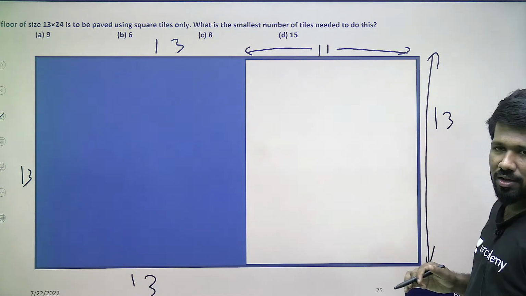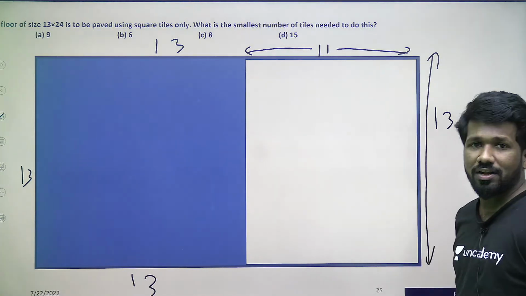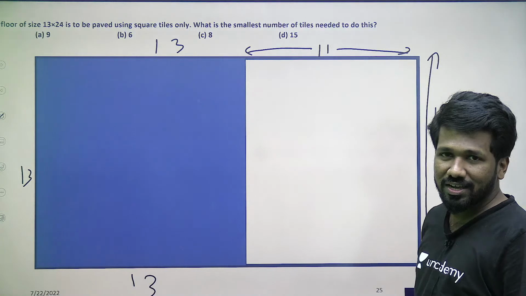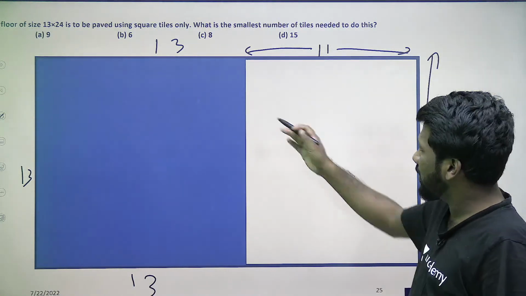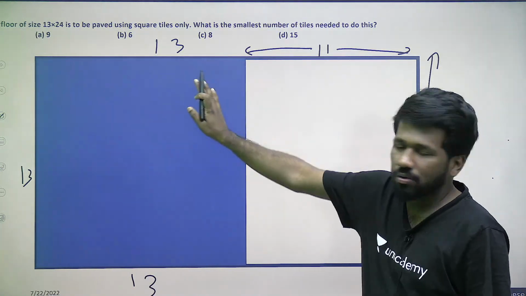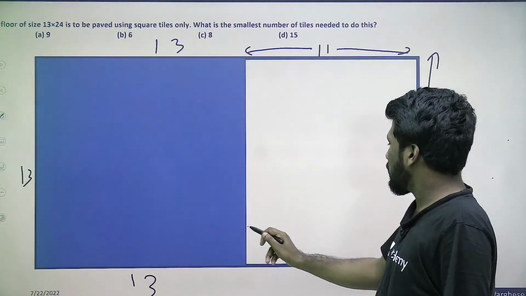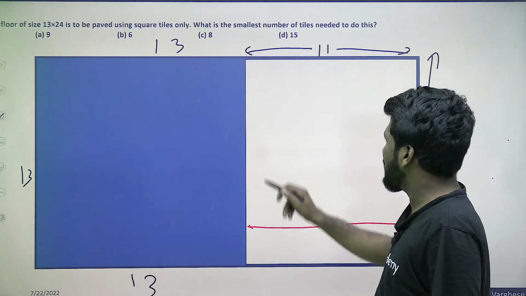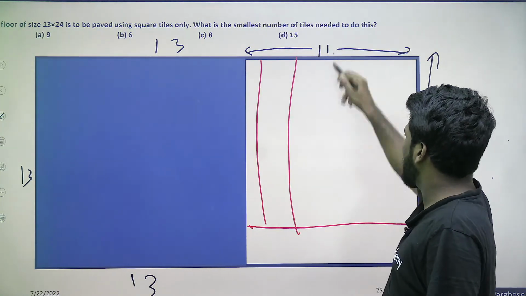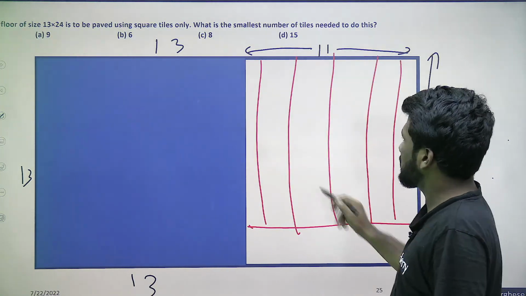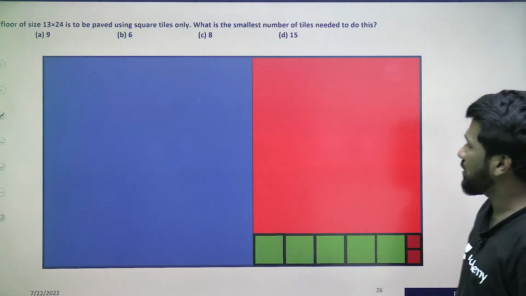The remaining area is 11 by 13, so we can fit an 11 by 11 square, with side length 11. Not more than 11, because then this length will overlap. Overlapping is not allowed in a proper tiling. So it will be an 11 by 11 tiling like this. Are you all understanding? A square like this, an 11 by 11 square can be placed like this.